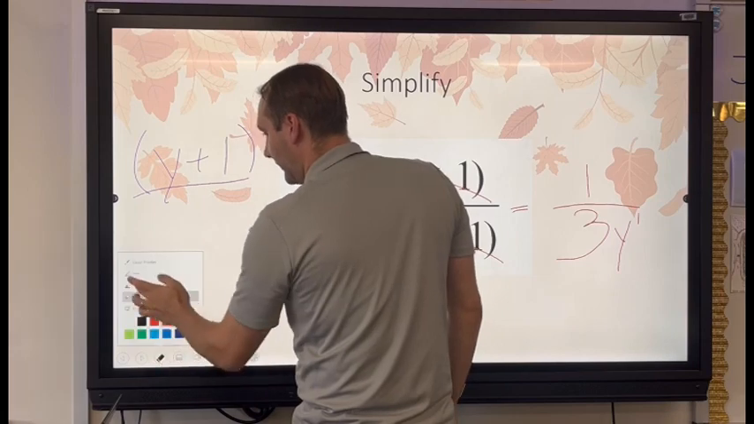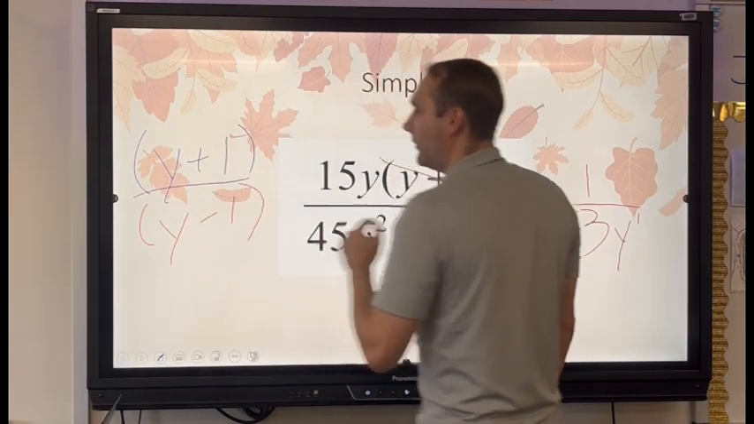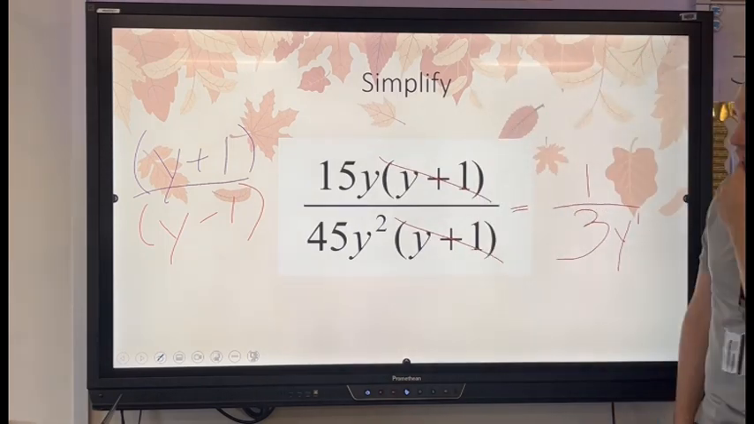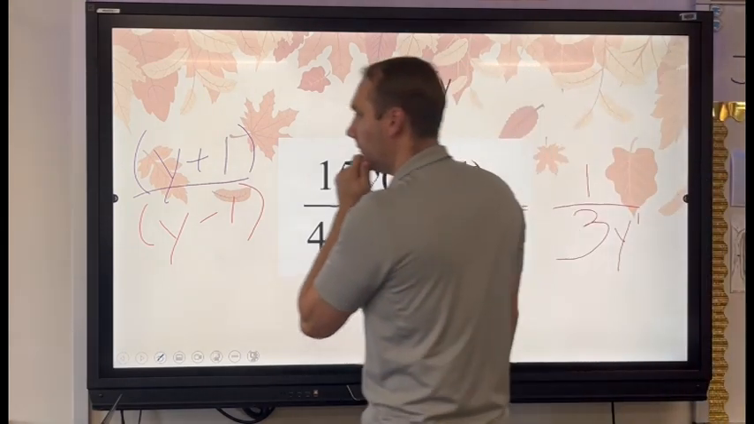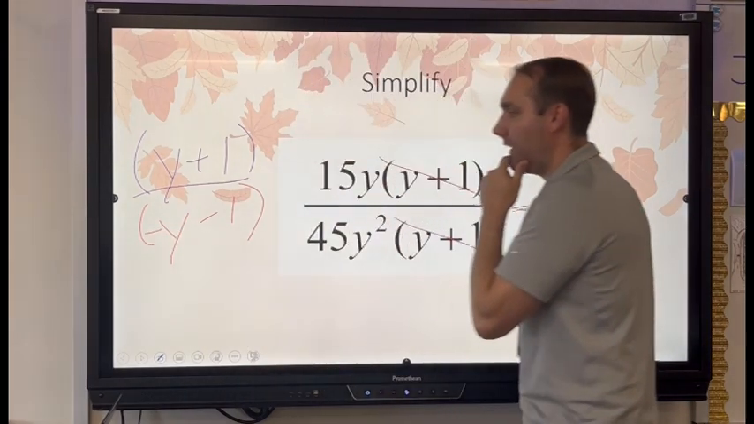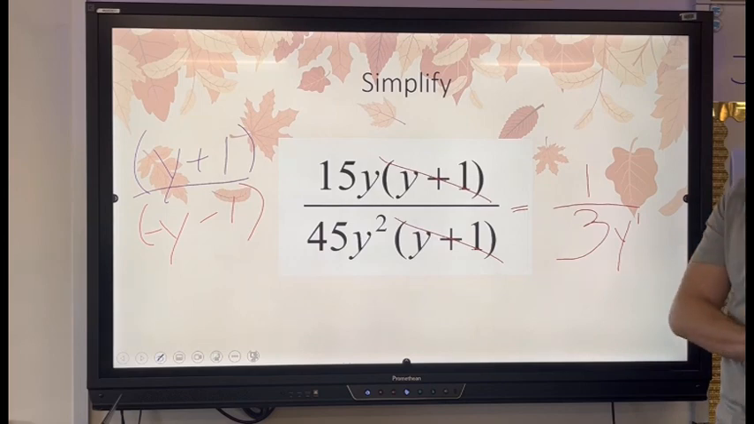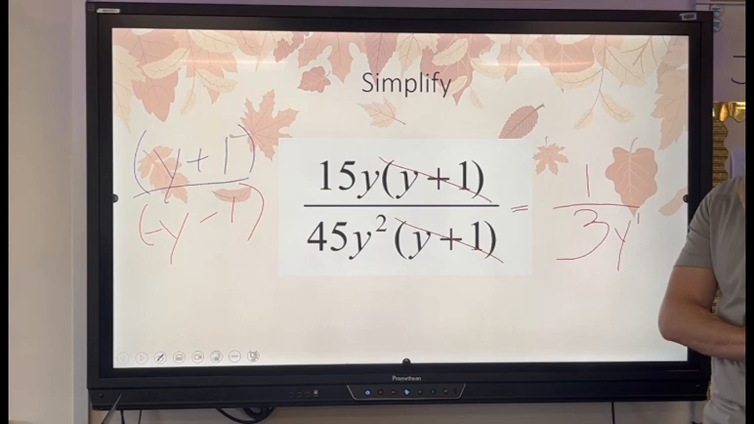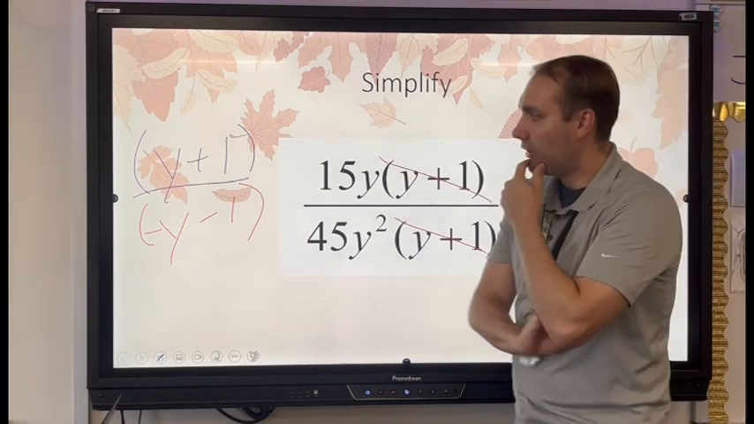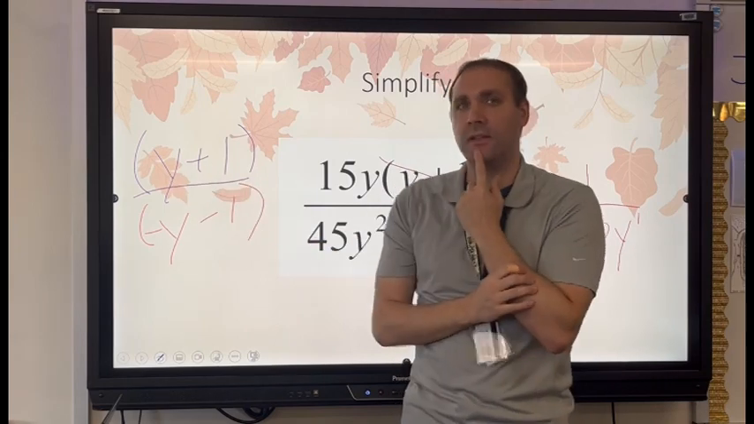So let's say this was y plus 1 over y minus 1. Is all this the same? No. But wait a minute. What if I make this a negative y and a negative 1? Don't they cancel out? They do cancel. Y plus 1 and negative y minus 1, are those the same numbers? No. They're close, right? Y, 1, 1. But what's different between the two? The sign. So no.